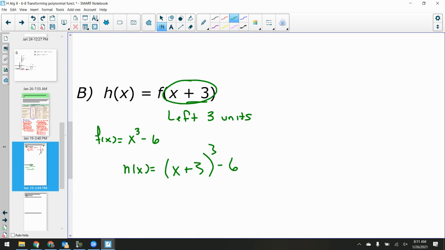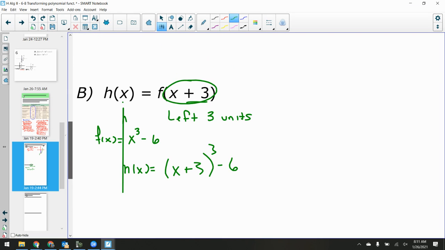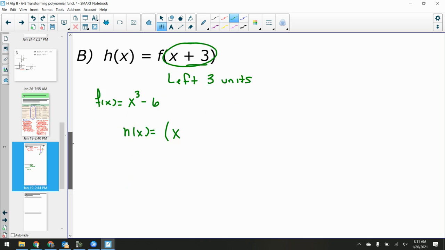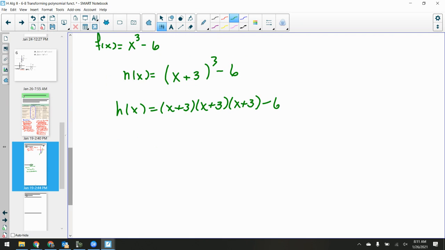And now I hope we see the implications of what we have to do. We have to do this. Can we just distribute that third power? We can't just distribute that power. We've actually got to take that to the third power. I guess we could have used Pascal's triangle. That's a throwback. Multiply that together.